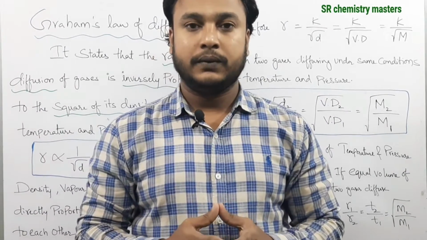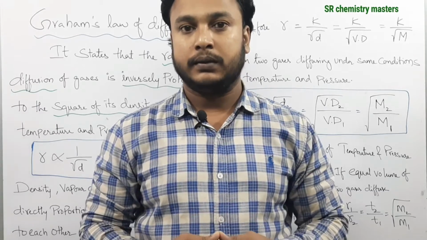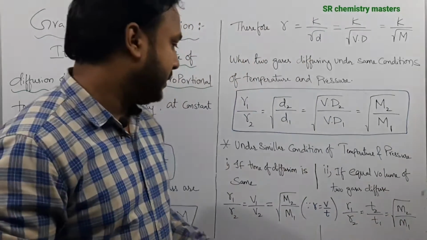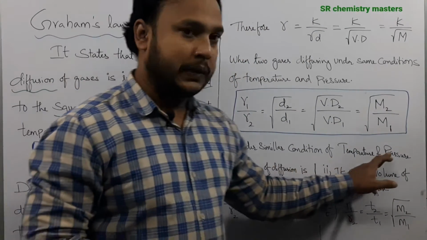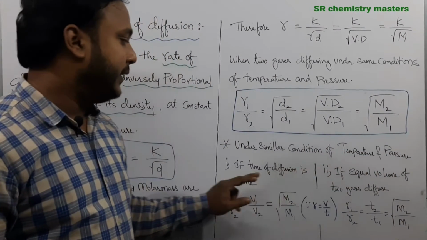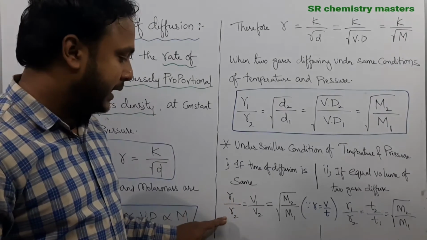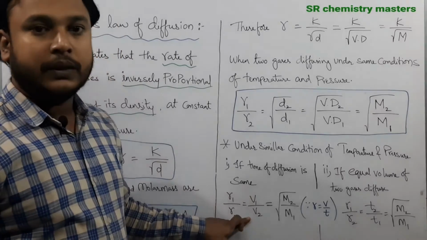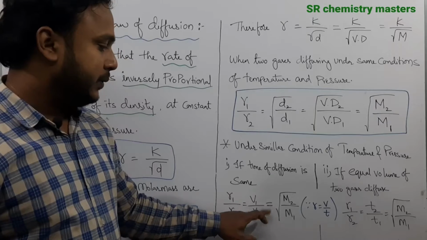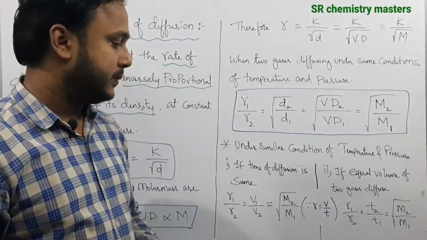And you know that the rate of diffusion of a gas is equal to the volume of gas spread by the time taken. This is the rate of diffusion of gas, and when the temperature and pressure are constant, or under similar conditions of temperature and pressure, if the time of diffusion is the same, then the rate of diffusion R1 by R2 is equal to V1 by V2. Here V is the volume of the gas, and this is equal to the square root of the molar mass of the second gas by the molar mass of the first gas.